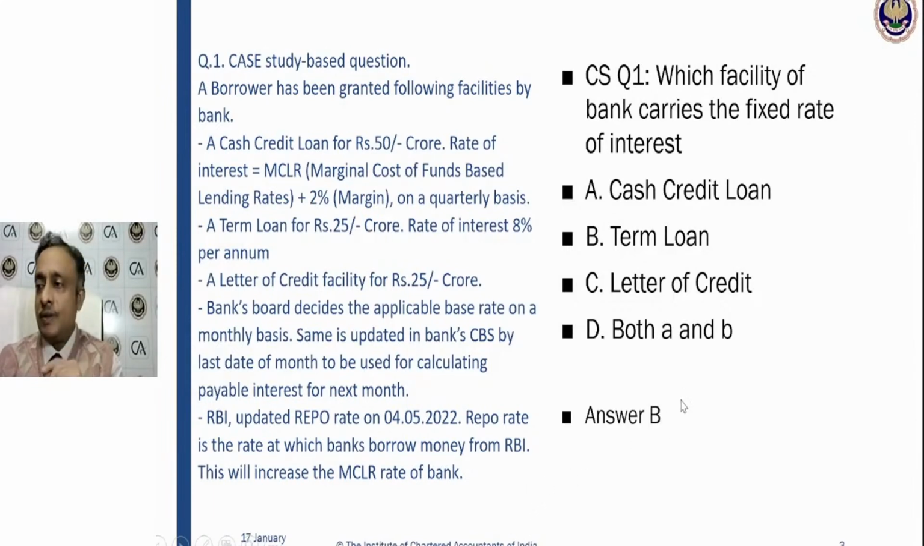Term loan. So term loan has the fixed rate, 8%. Cash credit, if it is not fixed, then it is floating. How do you see it is floating? Because these indicators are there, MCLR, it changes. Repo rate will increase MCLR, so the rate of interest will change. Yes, so one B.